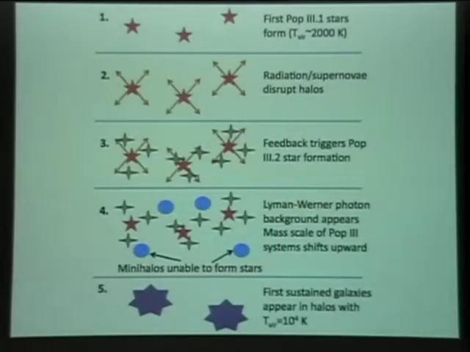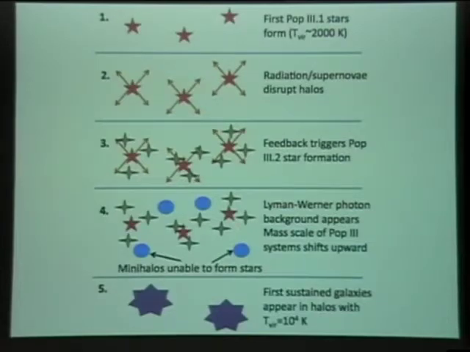And so just to give you an overall picture, this is a sketch from the forthcoming book, illustrating the history of events. First, the population 3.1 stars form inside low-mass halos. Then they produce radiation that allows lower-mass stars to form, population 3.2.